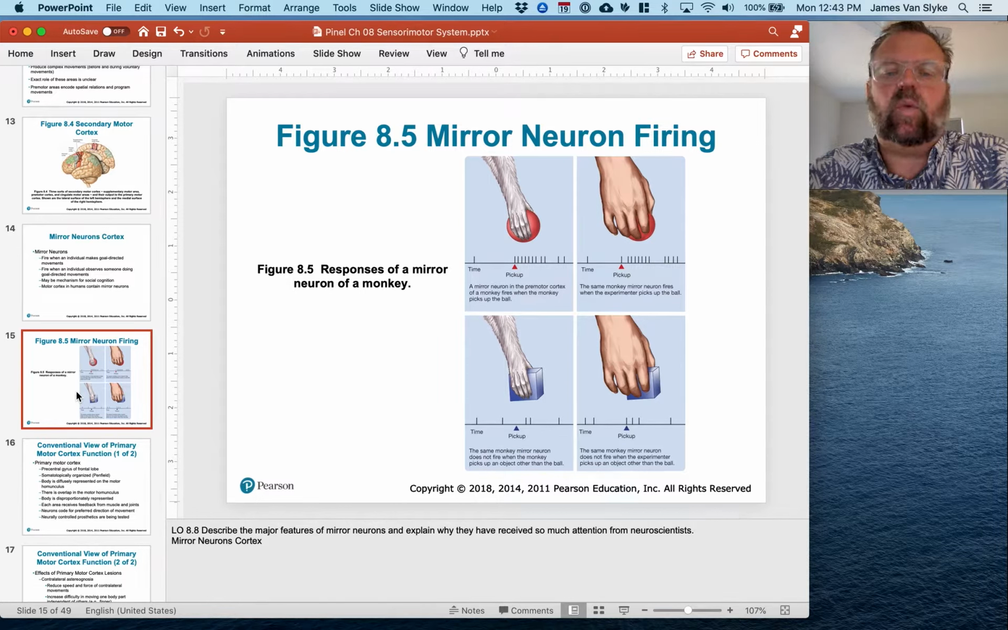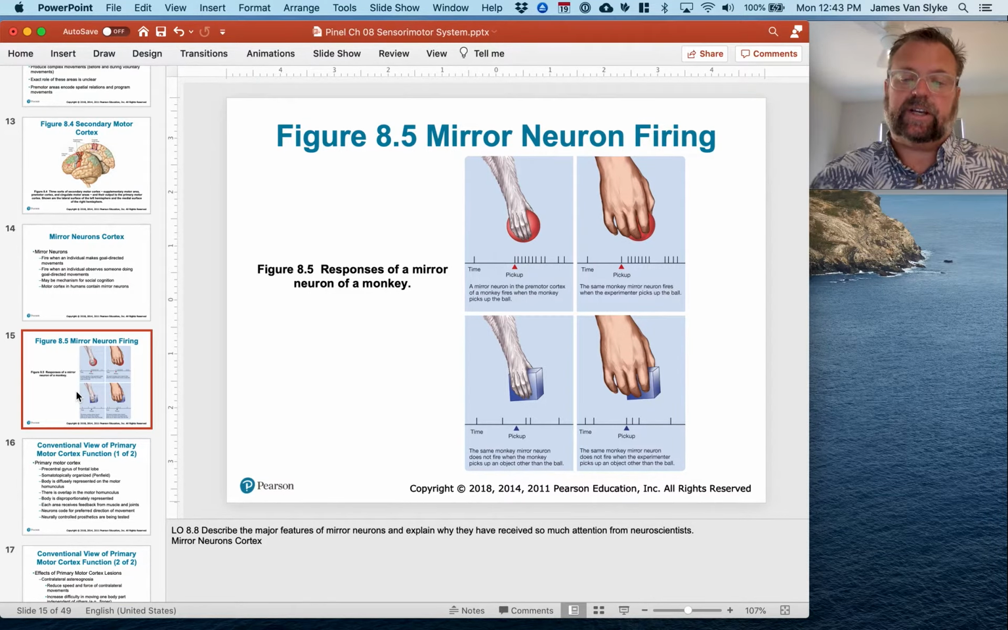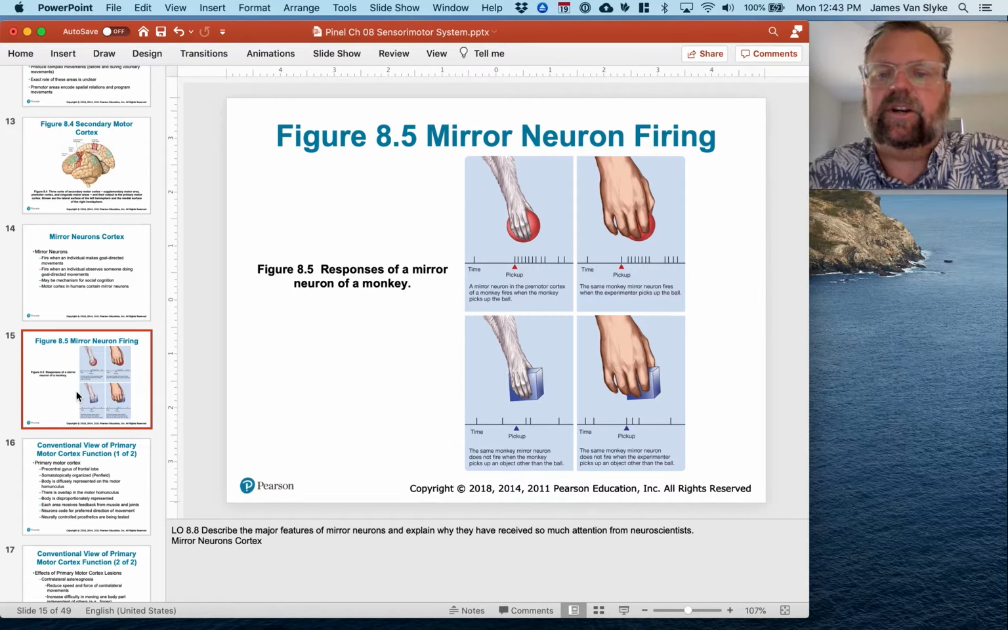They would notice that when the monkey would pick up, say, a ball, the same types of neurons within the prefrontal cortex would begin to fire, but then that same exact neuron would begin to fire when they observed one of the experimenters actually doing the same thing. And it happened irrespective of what objects were being picked up. So you'll see here in this example, we have one of the macaques picking up a red ball, followed by the experimenter picking up a red ball.